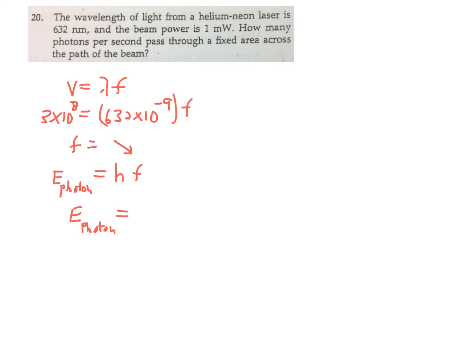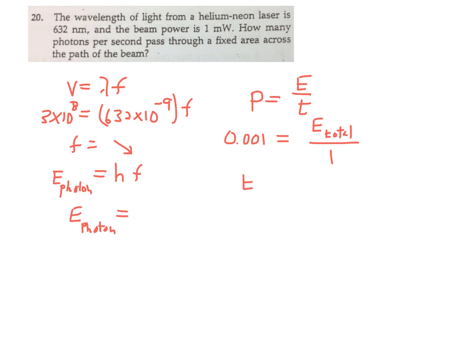Equals some number. Now, on a separate track here, we have power equals energy over time. We want to figure out the total amount of energy involved in this particular situation. I tell you that the power is 1 milliwatt. That's 0.001 watts. That's the power, equals, I'm going to call this E total, the total energy, over the time. It says you have 1 milliwatt, and we're looking at a 1 second time period for a particular cross-sectional area. So the time is 1 second.